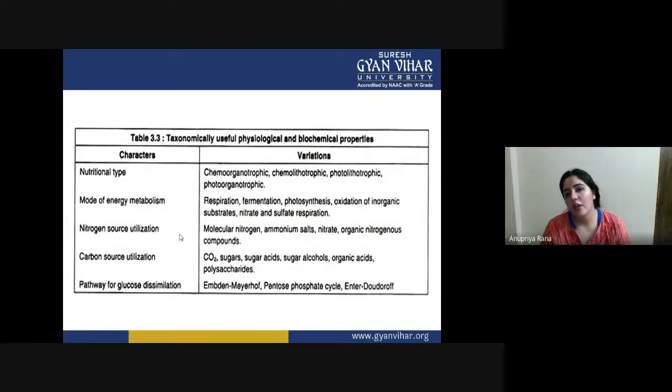Nitrogen source utilization: how they utilize nitrogen by making it a useful component. Carbon source utilization: how they utilize carbon, like sugar, acids, alcohol, organic acid, polysaccharide, whatever they make, and how they can utilize that source. Pathways of glucose dissimilation is also a very important task performed by bacteria in various industries: leather industry, brewing industry, textile industry. How they dissimilate glucose is a very important part, and on the basis of this we can also classify the bacteria.